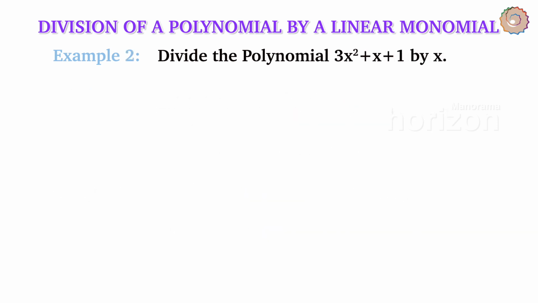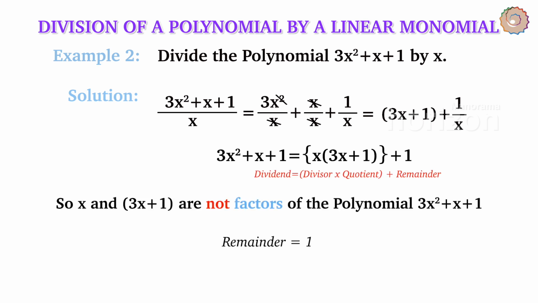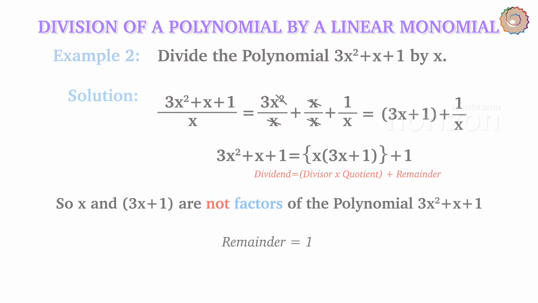Next, let's divide 3x square plus x plus 1 by x. We get 3x plus 1 plus 1 by x. So, the polynomial can be written as 3x square plus x plus 1 equals x into 3x plus 1, plus 1. So, x and 3x plus 1 are not factors of the polynomial as there is a remainder 1.